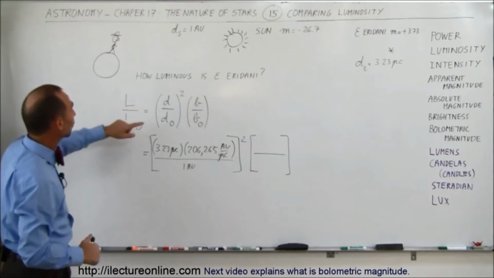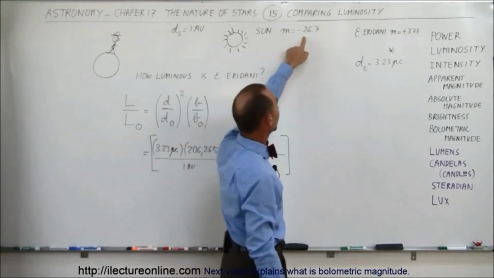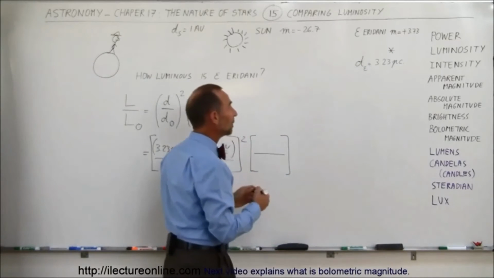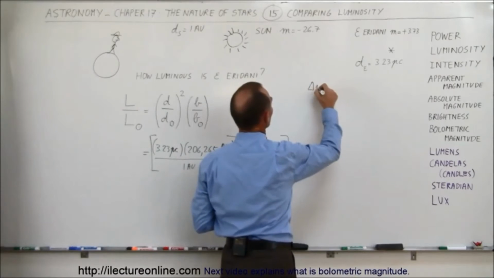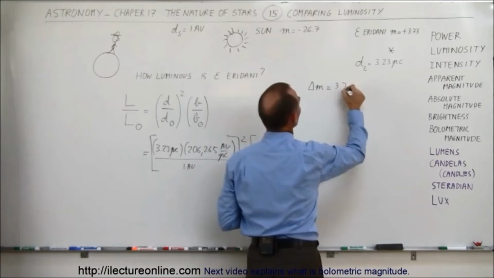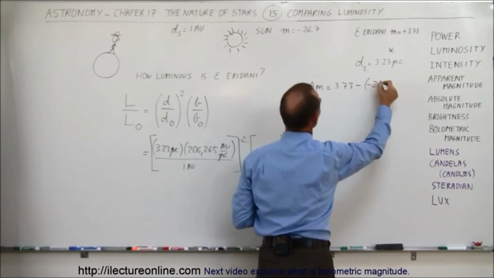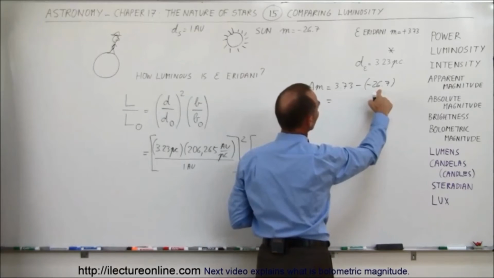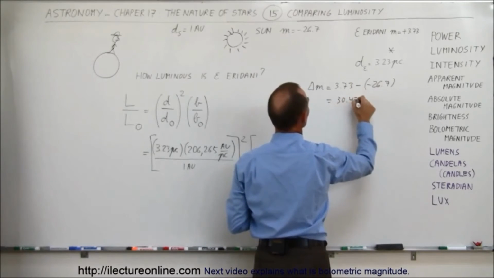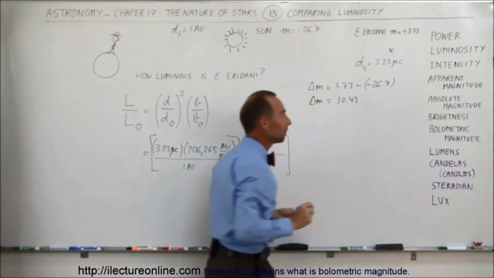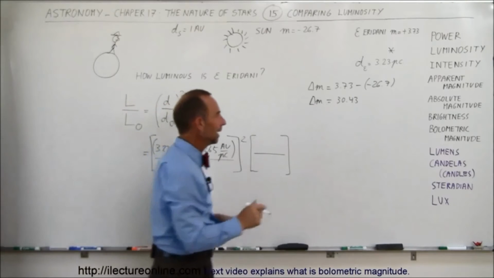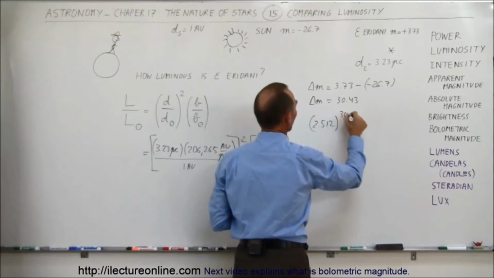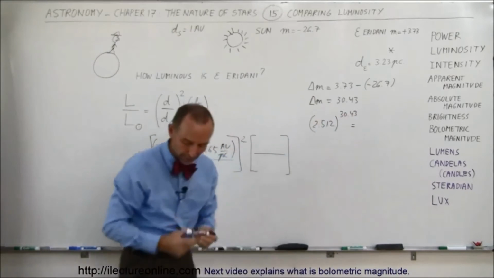Now notice that the sun has an apparent magnitude of minus 26.7, and Epsilon Eridani has an apparent magnitude of 3.73. So what we need to do is first find the difference in the magnitude. The difference in magnitudes is equal to 3.73 minus a minus 26.7. When we add that together, that's 30.43 magnitudes. That's the difference in magnitudes, at least the apparent magnitude. And then we take the number 2.512 and we raise that to the 30.43 power. When we do that, we get the following result.